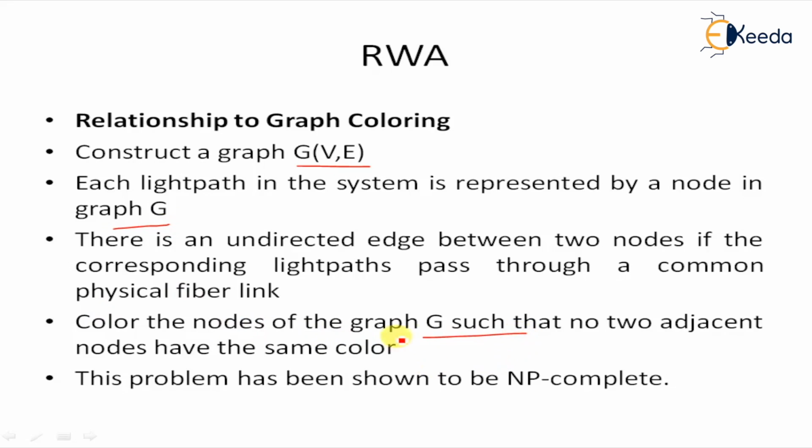This problem is NP-complete. The minimum number of colors needed for coloring a particular graph G is difficult to determine. However, efficient sequential graph coloring algorithms are available to perform such graph coloring.